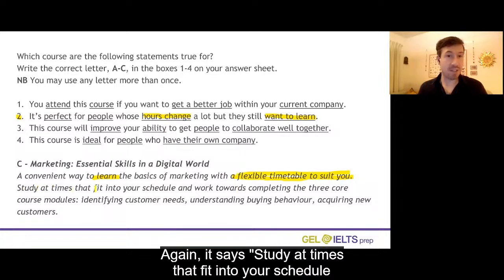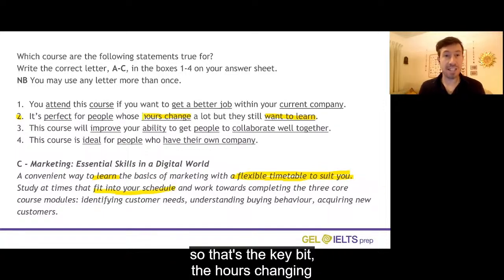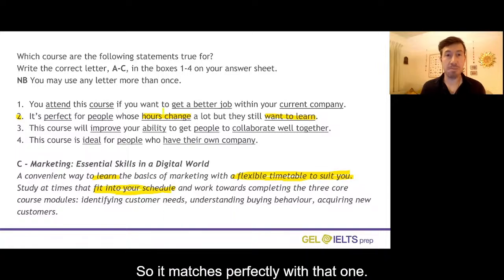Again, it says study at times that fit into your schedule and work to completing these core modules. So that's the key bit, is the hours changing and that this fits your schedule or has a flexible timetable. So it matches perfectly with that one.